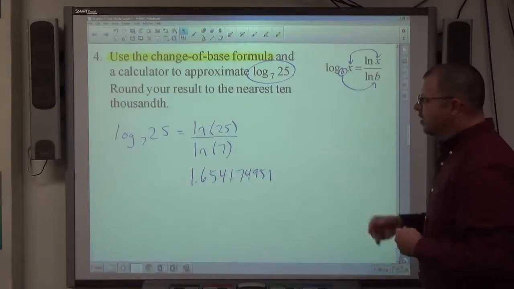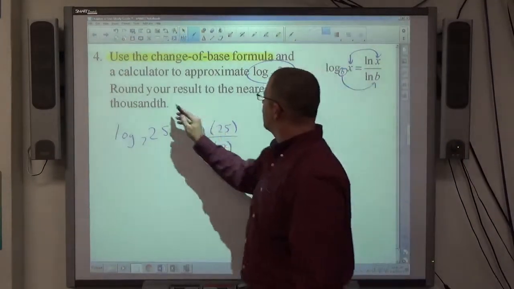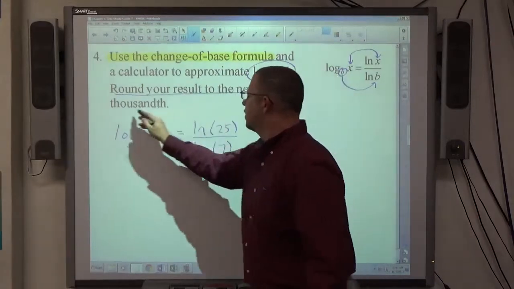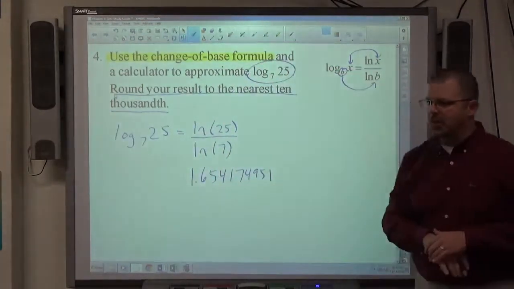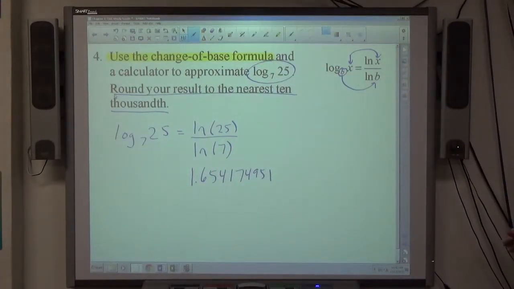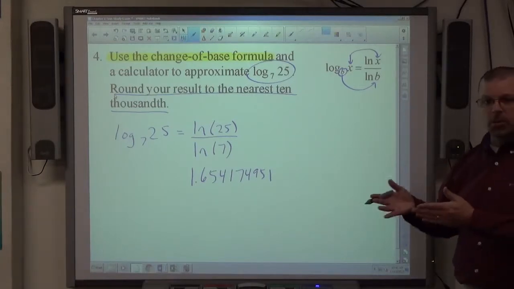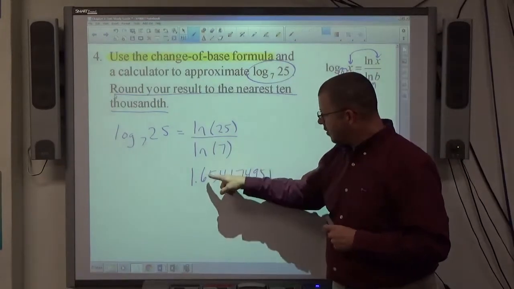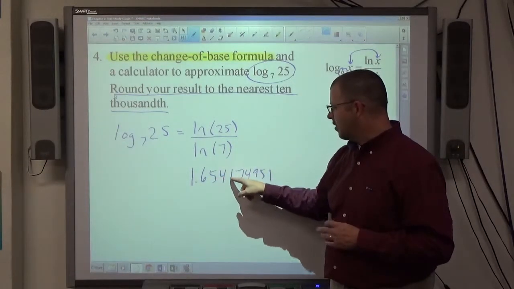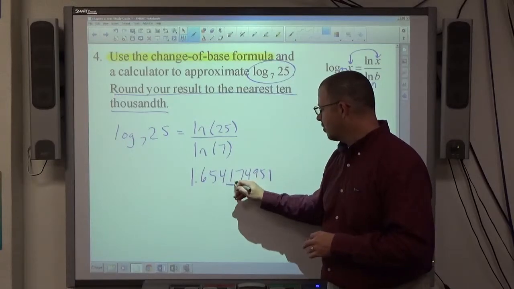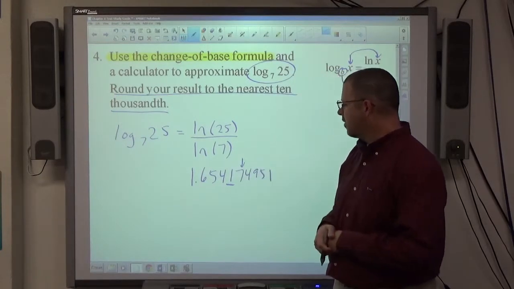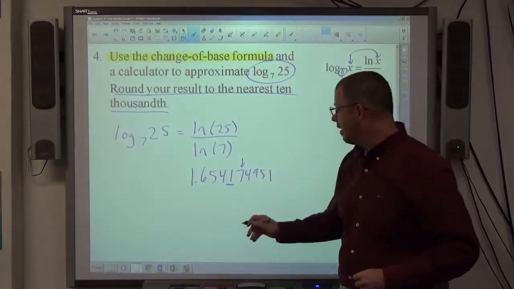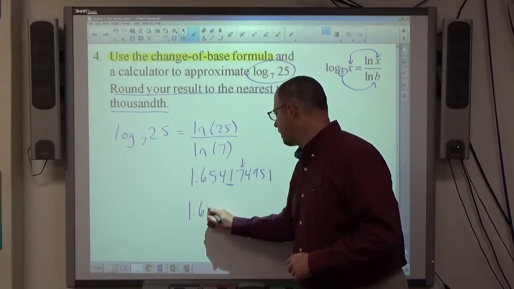Okay, that's the answer. Now it does say round your answer to the nearest 10,000th. When I do specify a specific decimal place I want you to round to, make sure you're rounding to that. And again, this is rounding, not truncating, so we're going to have to consider what it's closest to. If you're not sure about your decimal places, start with tenths, hundredths, thousandths, 10,000ths. This is the 10,000ths place. This is the next number after the 10,000ths place, which is bigger than 5, which means I'm going to round up.